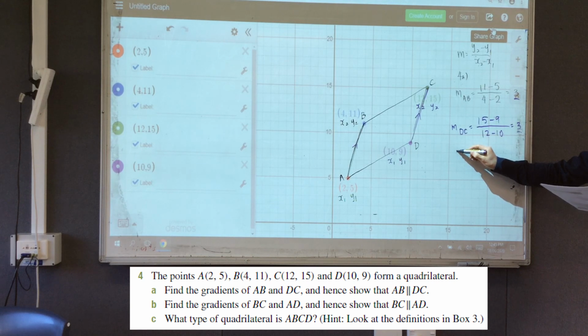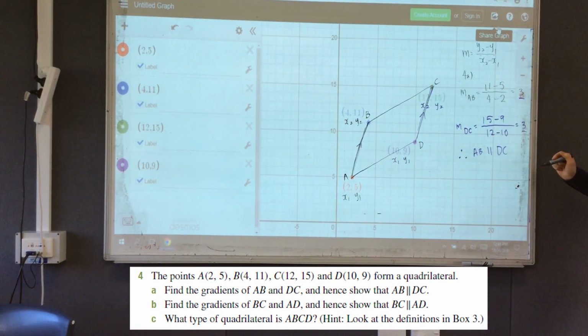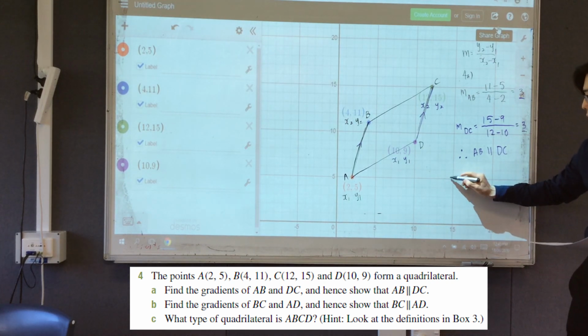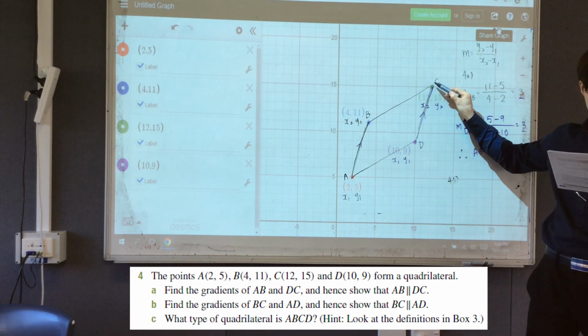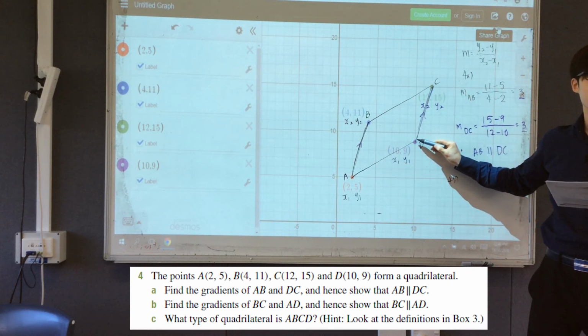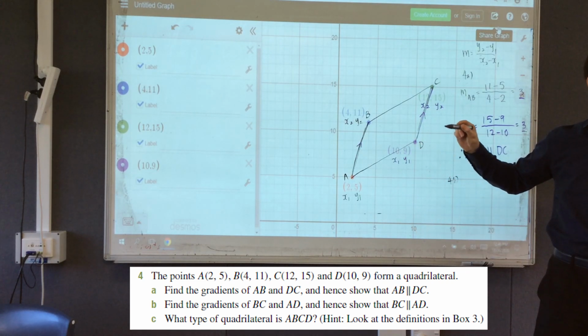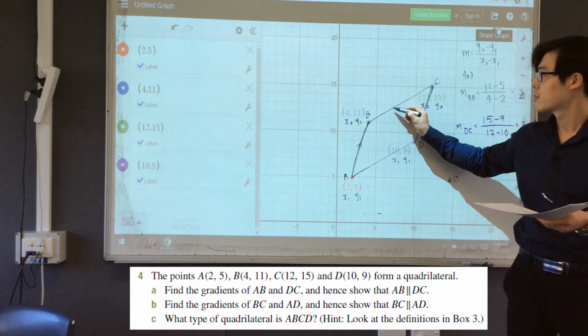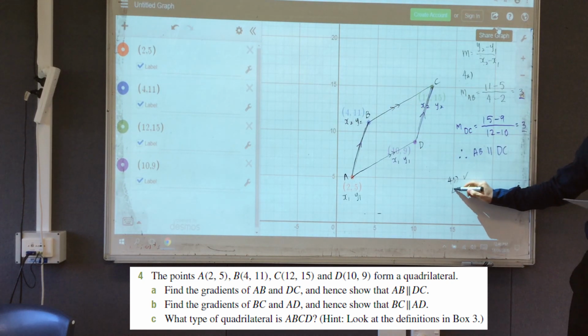The next question says show that AB is parallel to DC. We can say therefore it is parallel because they have the same gradient. Question 4b, they want you to do the same thing. Girls, I'm not going to go through it because it's the same thing. But if you look at question 4b, find the gradient of BC and then find the gradient of AD. Once again, girls, you should get the same number when you find the gradient of those two lines, which proves that the two lines are parallel to each other.